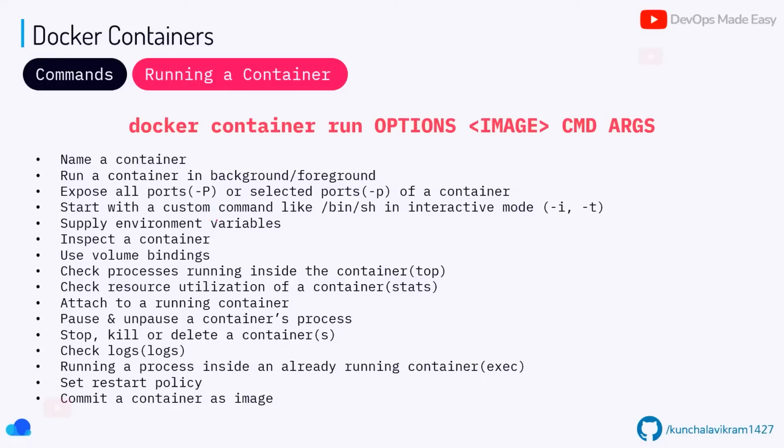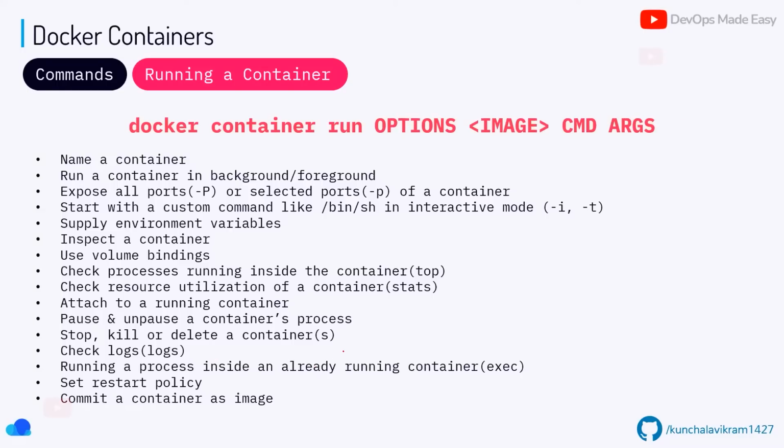Once you have a container running, you can inspect it. You can also use some volume mappings when you are running the container. You can check all the processes running inside the container. You can check the resource utilization, like how much CPU and memory is being utilized by the container. You can attach to a container. You can detach from a container. You can pause a container, unpause, stop a container, kill a container, delete it, check all the logs of the container.